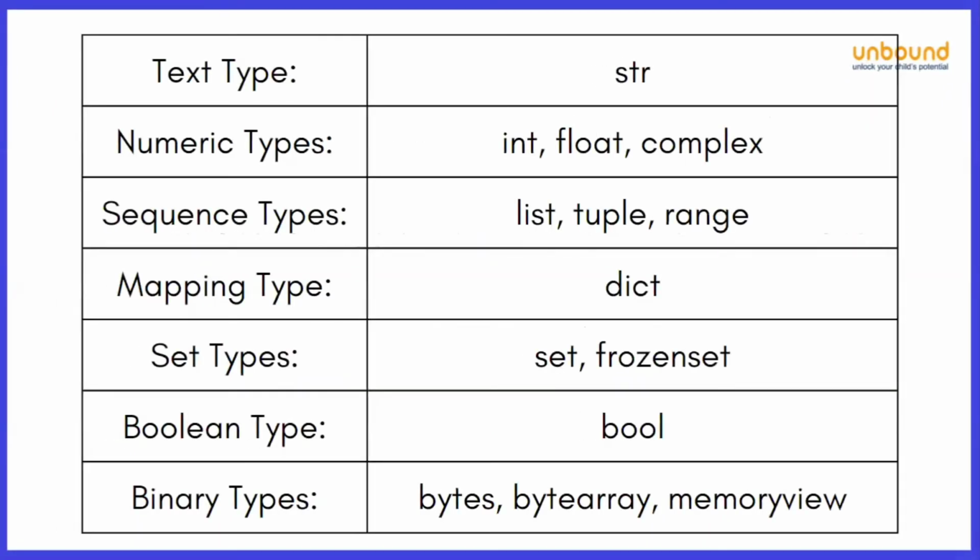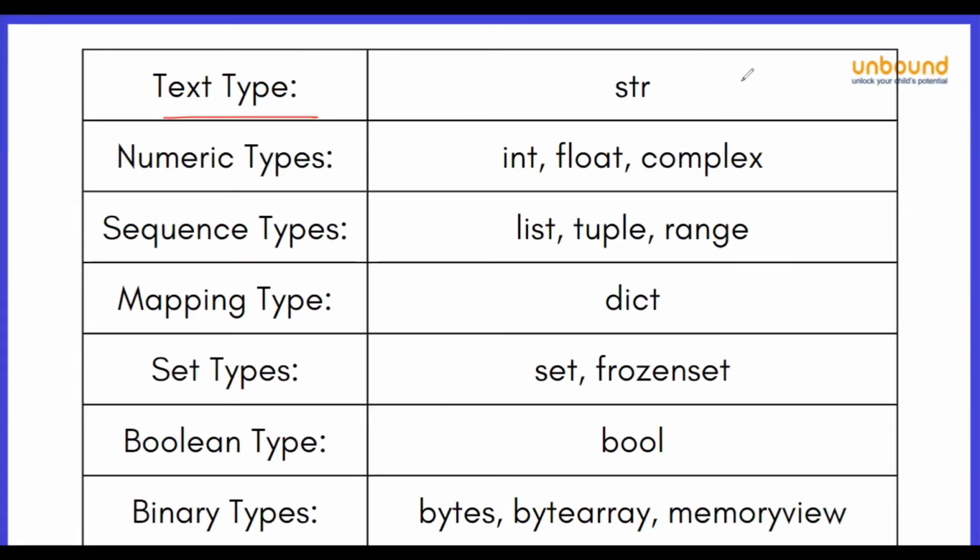So, of course, you have syntax for everything in a programming language. Here are some of the syntax. First is the text type, which means string, like hello is a string. So str will be used as the syntax. Now for the numeric type, which is 1, 2, 3, we use int. Now float is for decimal values. Complex will be used for complex numbers like i, j.